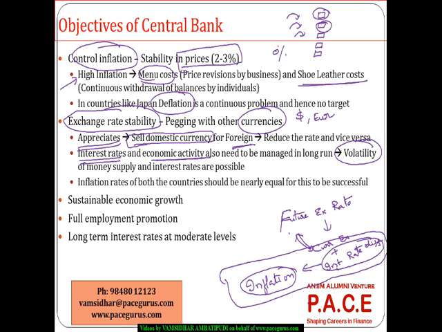Along with that, sustainable economic growth is one of the key objectives. The GDP of the country should keep growing at a constant rate. The country should be operating at the full employment level only. Unemployment is one area it needs to address, and at the same time it has an objective to set the long term interest rates at moderate levels, not too high, not too low, so that the economy goes in a balanced manner. So all these things come out as the various objectives of the central bank.